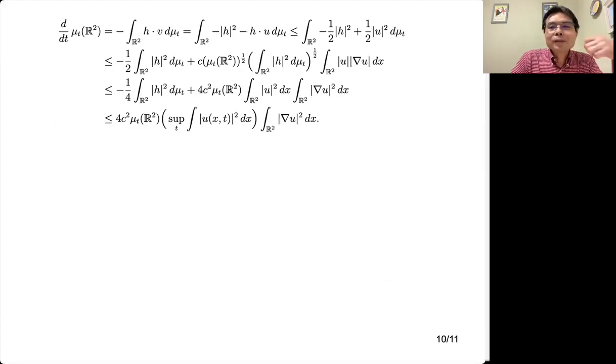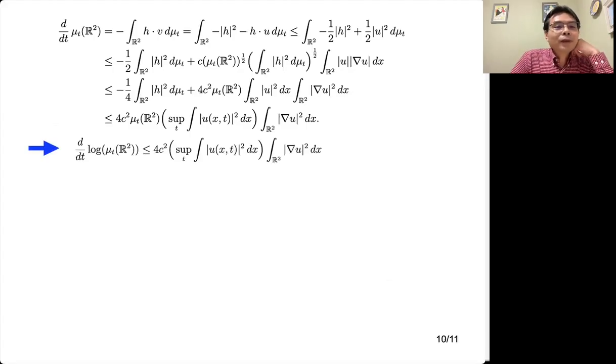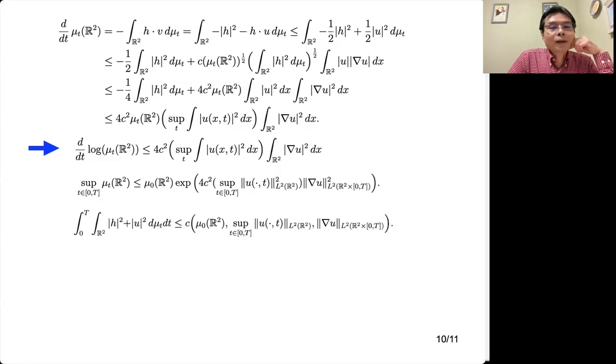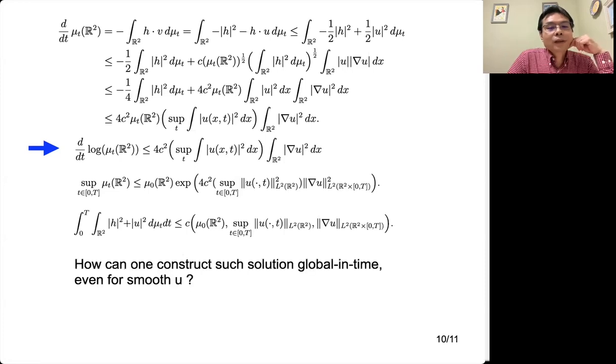Okay, and this is the same formula. Now you integrate in time, you get this formula. So the logarithm of the total measure has this differential inequality satisfied. Okay, so that gives you the total measure bound in time. And actually, this is something that is needed. Once you get this, then you can control the other terms and so forth.